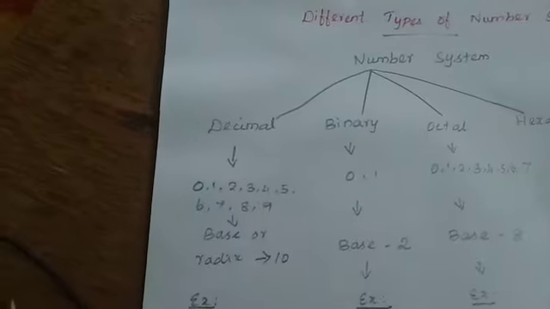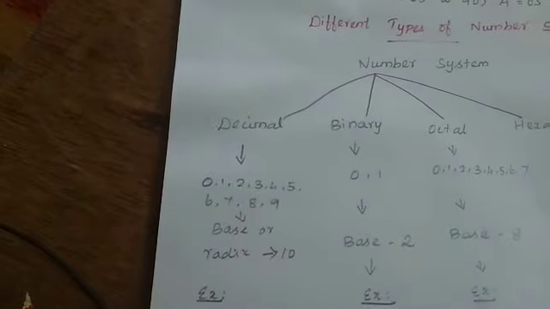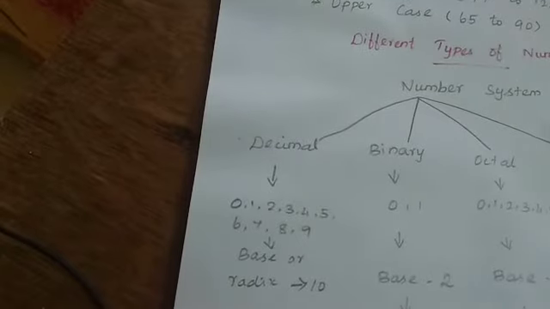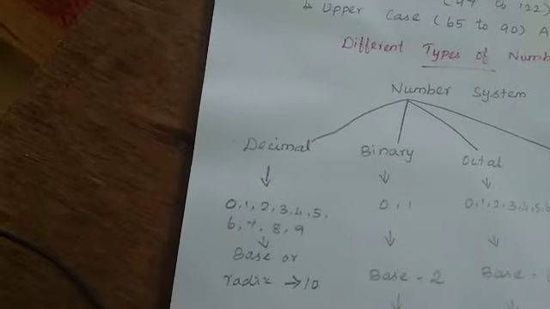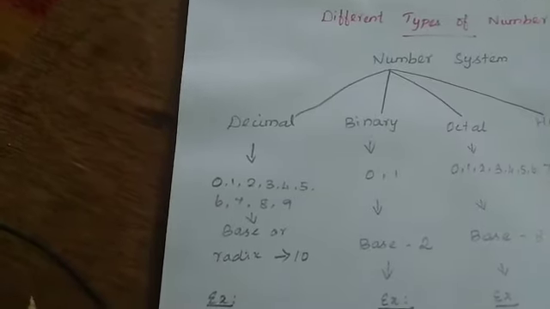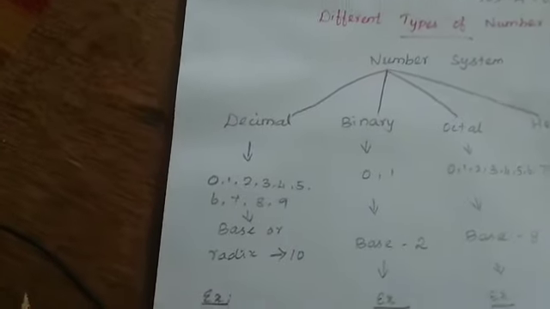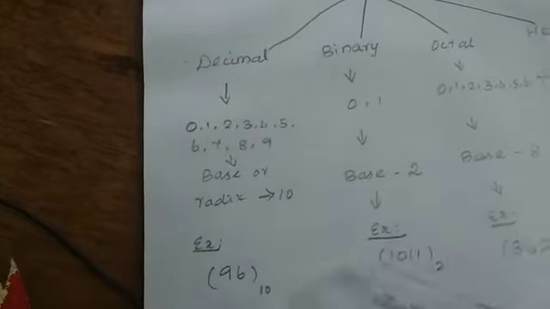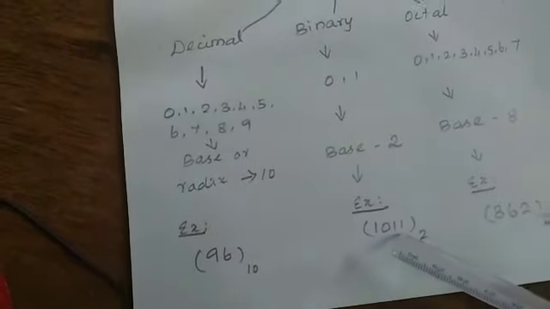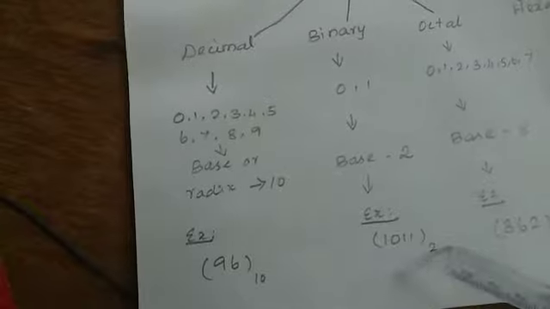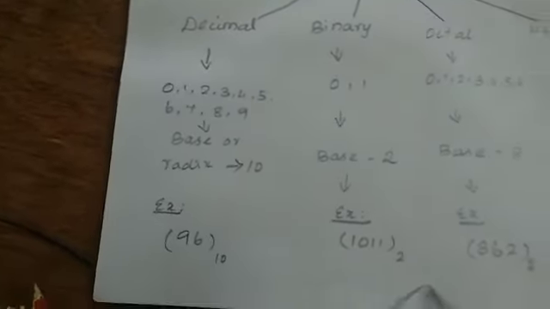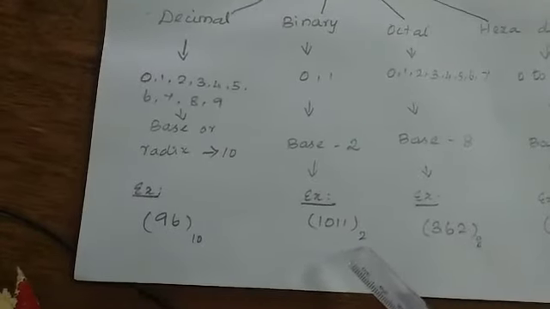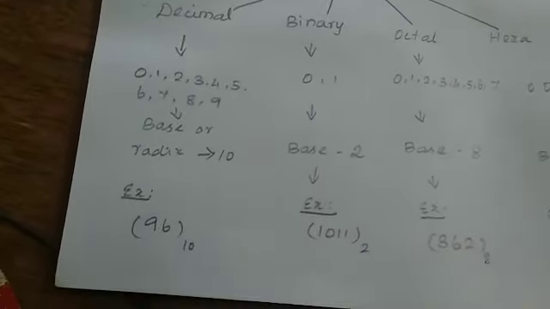And the second number system is binary. We already know that binary is called machine language. It consists of zeros and ones. Totally, there are 2 numbers. So the base or radix of the binary number system is 2. For example, 1011 with base 2. We write the base so that we can easily identify which number system it is.